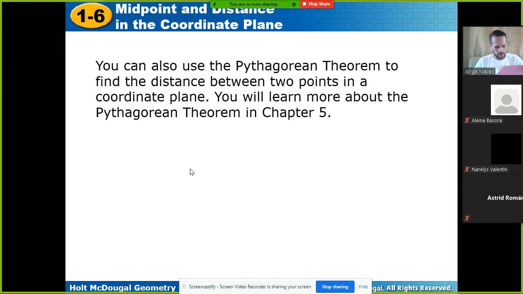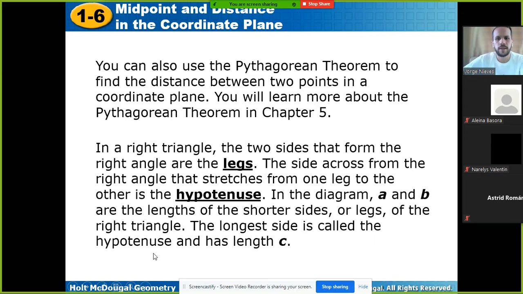This is example 4 in your textbook. You can also use the Pythagorean theorem to find the distance between 2 points in a coordinate plane. We will learn more about this in chapter 5. In a right triangle, the two sides that form the right angle are the legs. The side across the right angle that stretches from one leg to the other is the hypotenuse.